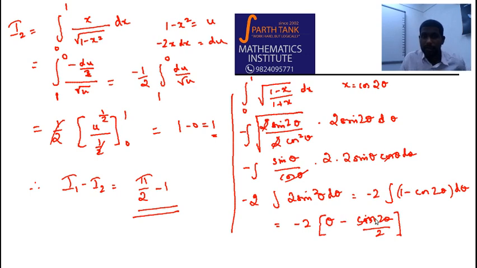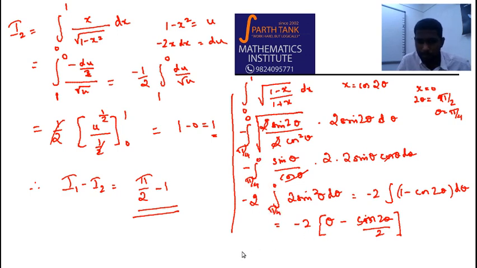Right? Now I have to substitute the limits. First let me check the limit here. For x is equal to 0, 2 theta has to be 90 degrees, pi by 2, or theta can be pi by 4. So this is pi by 4. And when it is 1, cos theta has to be 0, so it's 0. So with this, it has to be pi by 4 to 0.